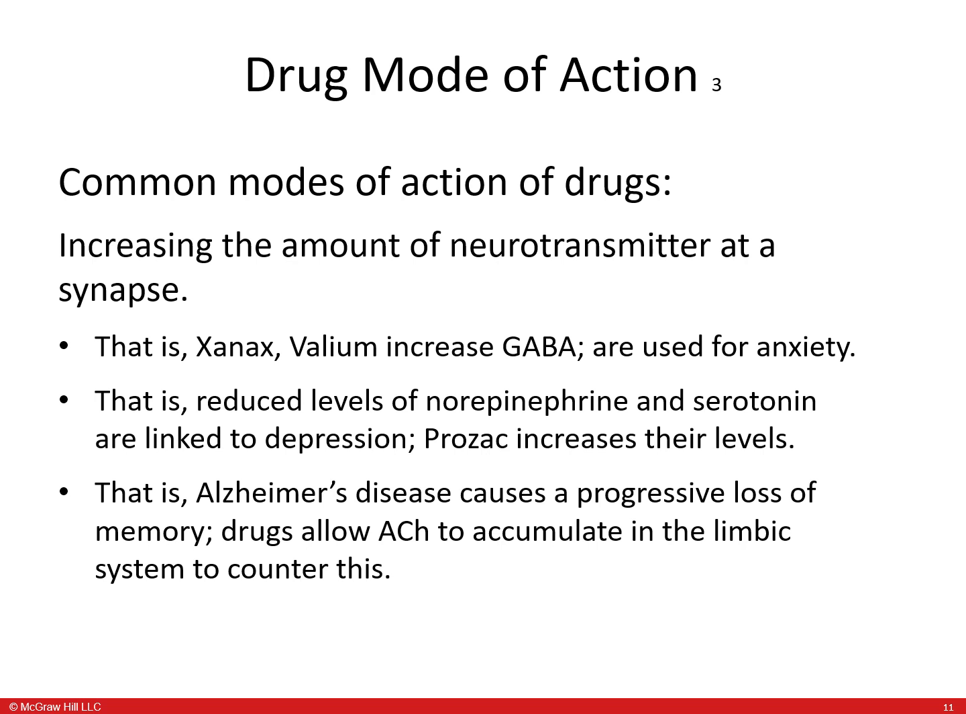We take advantage of the different functions of neurotransmitters in order to treat different diseases. For example, Xanax and valerian increase GABA, which are used for anxiety. And reduced levels of norepinephrine and serotonin are linked to depression, and actually Prozac increases their levels. Alzheimer's disease is caused by a progressive loss of memory, and drugs that increase acetylcholine, which accumulates in the limbic system, are used to counter this.